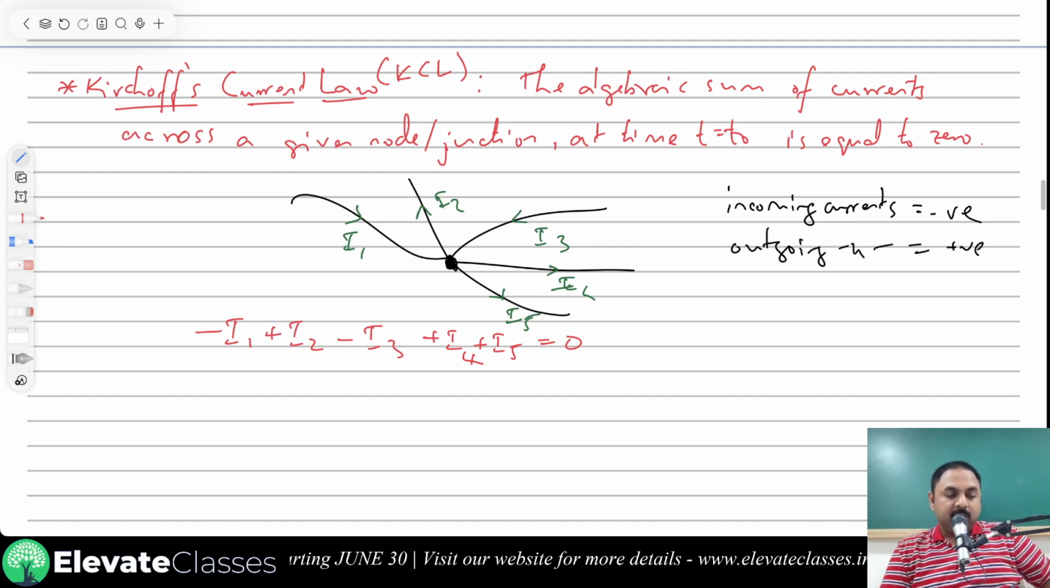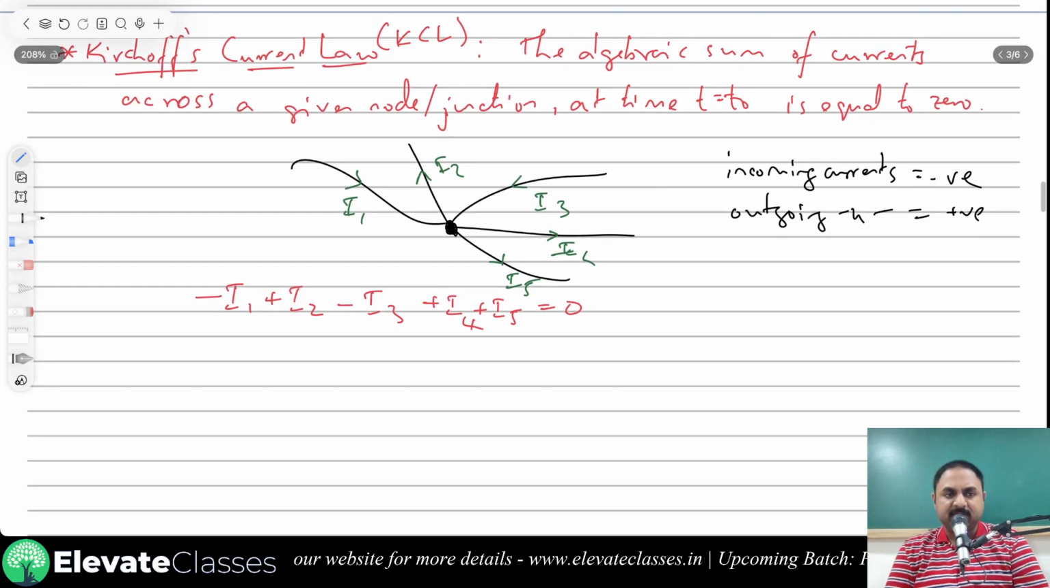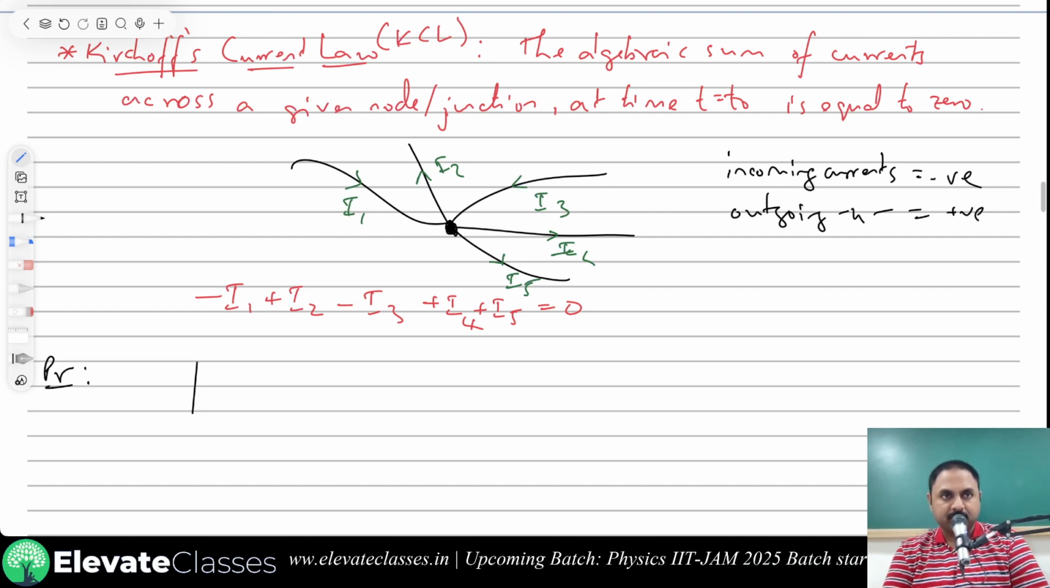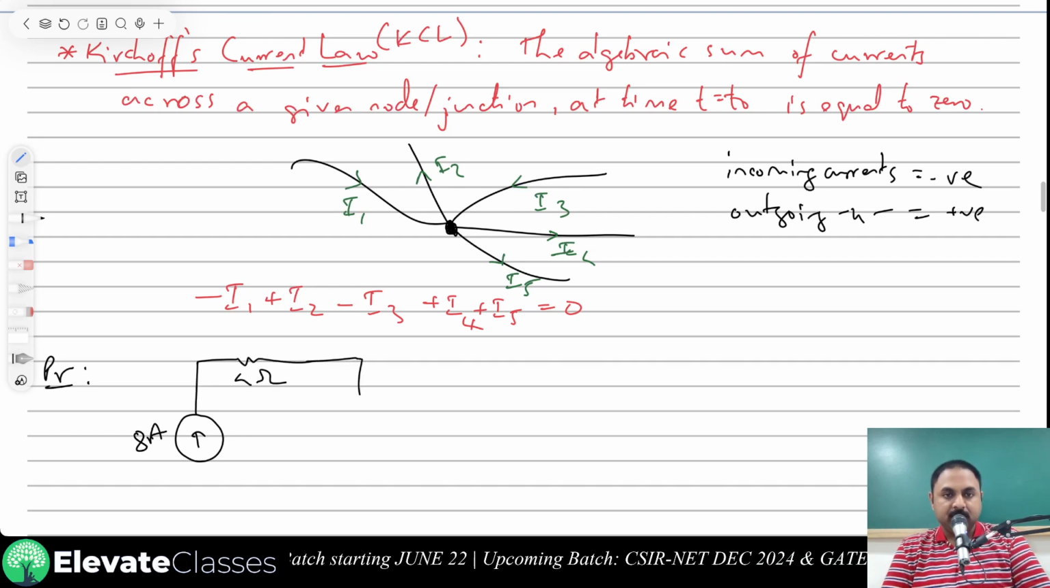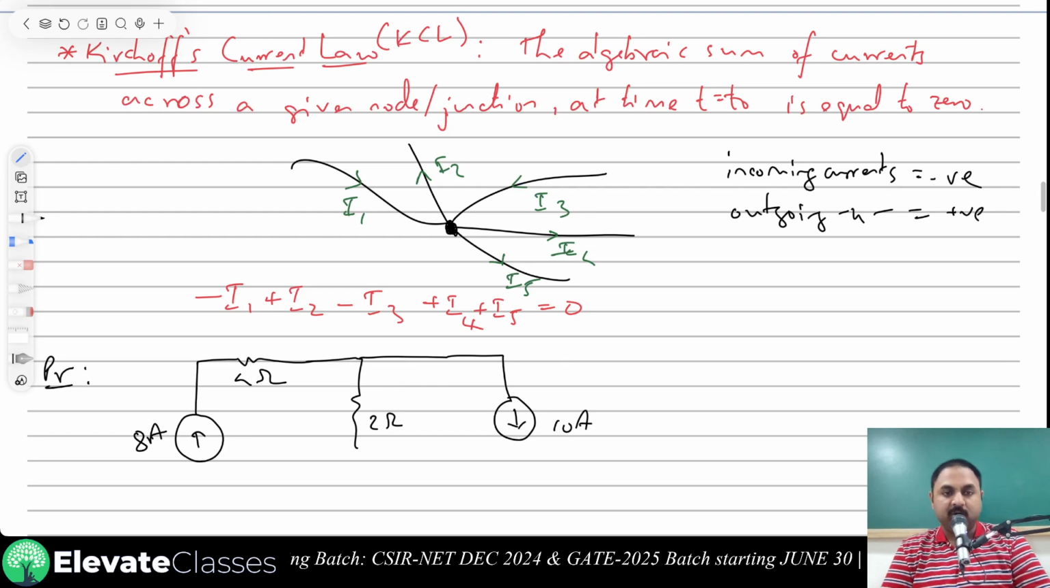Okay. Now let's take a very simple problem based on KCL. A very simple problem, but this is a good conceptual problem. Let me draw the circuit first. This is a symbol of a constant current source. Don't forget, I told you this is a symbol for a constant current source. A constant current source of 8 amperes, then a resistance of 4 ohms, another resistance of 2 ohms, another constant current source of 10 amperes, and all of these are connected together.